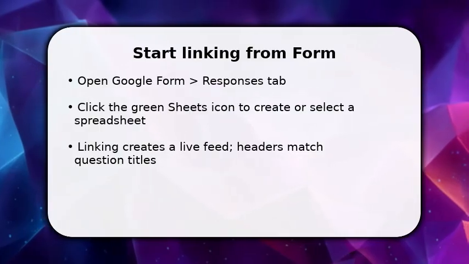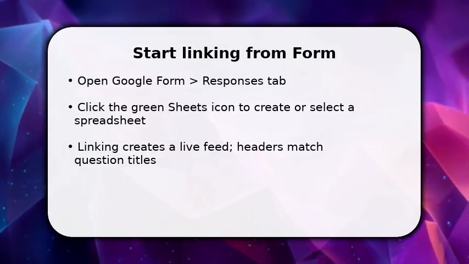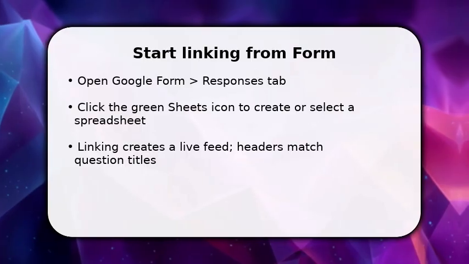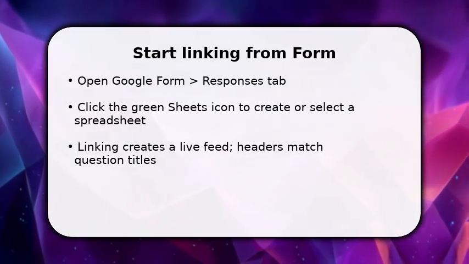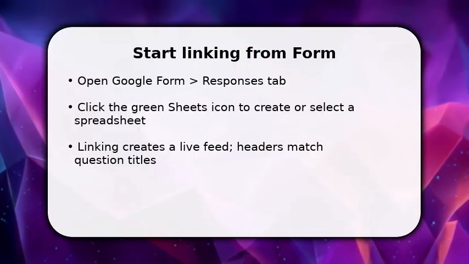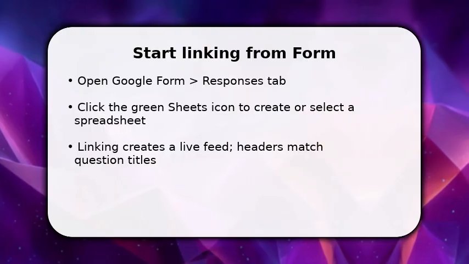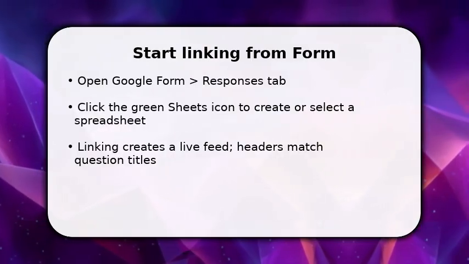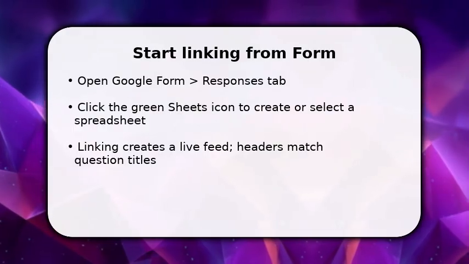You start in the form itself because this is the only built-in link that keeps data live. Open Responses, then click the green Sheets icon, choose Create a new spreadsheet or select Existing. You're doing this now so that each submission writes straight to rows with timestamps and question headers, which prevents manual copy-paste errors. Once linked, the sheet is the authoritative record.